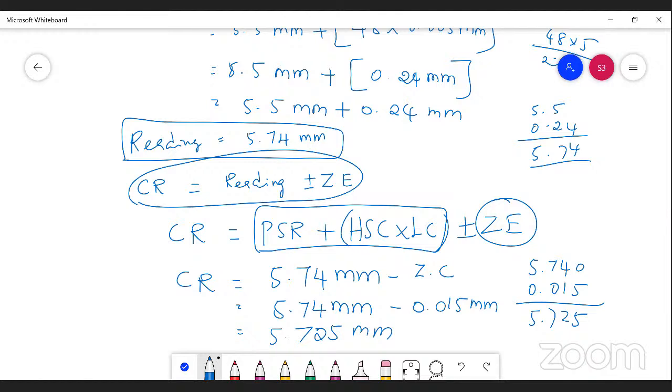The correct reading is equal to 5.725 millimeter. The screw gauge measures up to the third decimal point, whereas the vernier caliper measures up to the second decimal point. The screw gauge is accurate up to the third decimal place. That is why it is called a micrometer screw gauge.